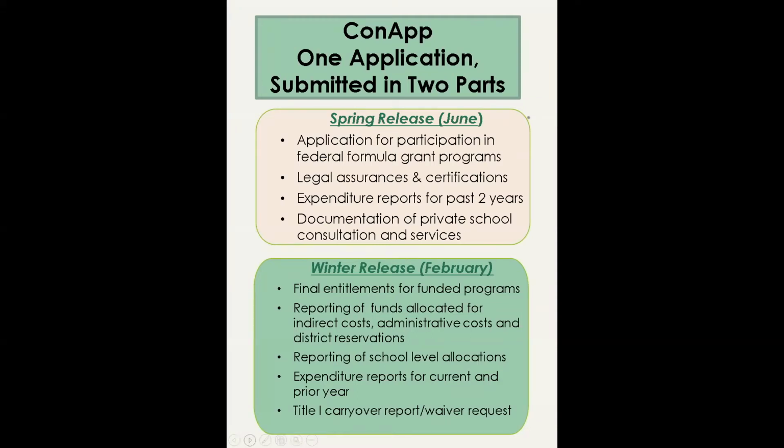The next report is the winter report, and that's a largely fiscal report. You get your final entitlements for all your funded programs. Of course, you have those posted earlier, but those are printed in the application. You get a report of funds. You're going to report what you're spending for indirect cost, administrative costs for various reservations. You're going to report your school level allocations. Again, this is why we say they're related. Those allocations need to go out now, but you report them in February. Expenditure reports and carryover reports for Title I.